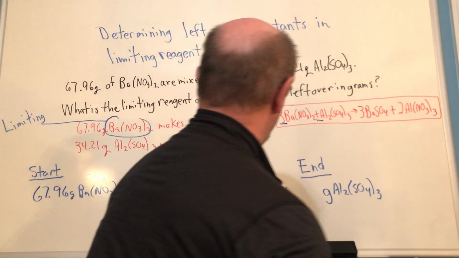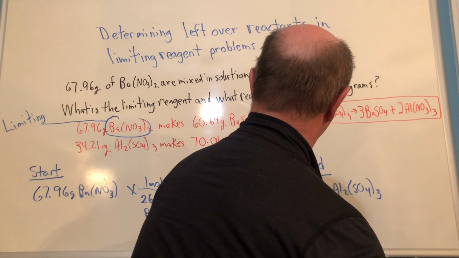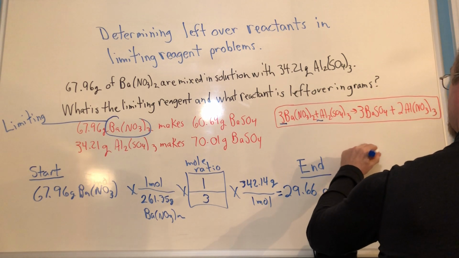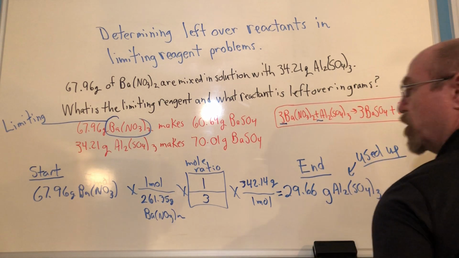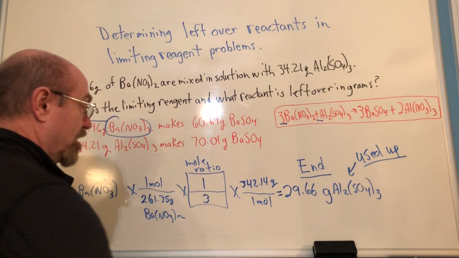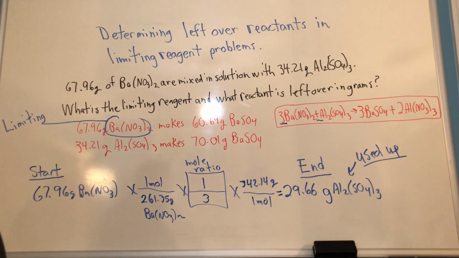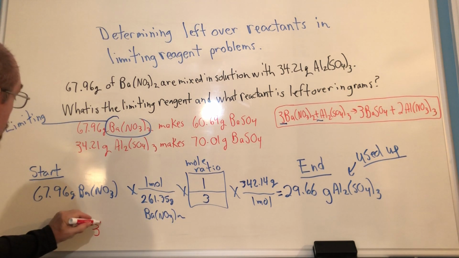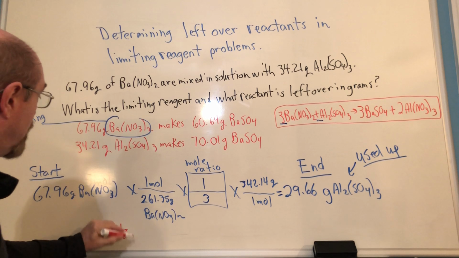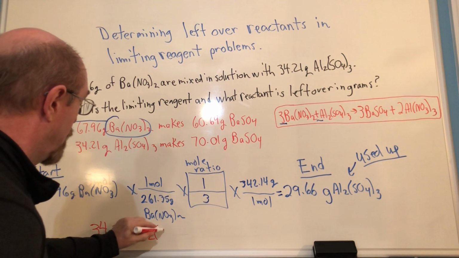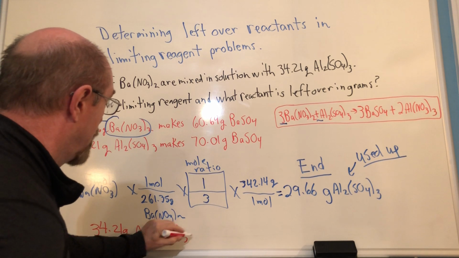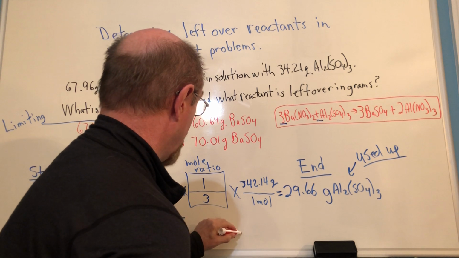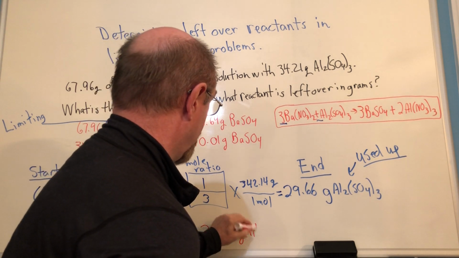Now, once we work it all out, we see that we used up 29.66 grams. This is used up. This has been removed from the reaction because it's been converted into products. Now, how do we find what's left over? We simply take what we started with, which was 34.21 grams of aluminum sulfate, and we subtract what was used up, which is 29.66 grams of aluminum sulfate.